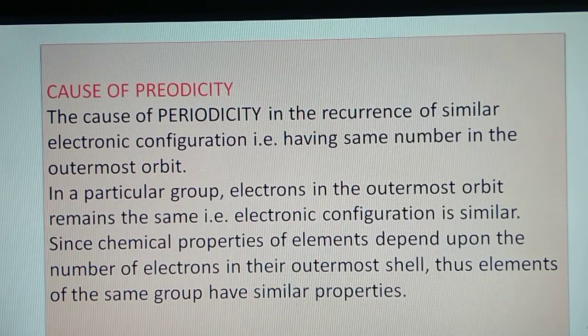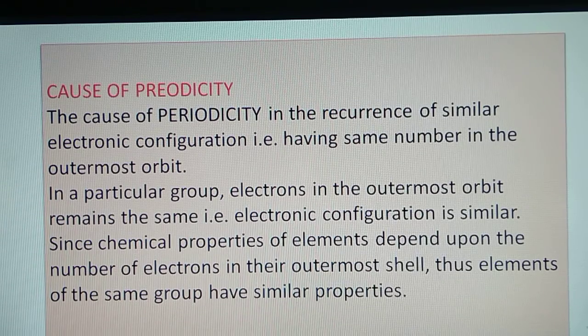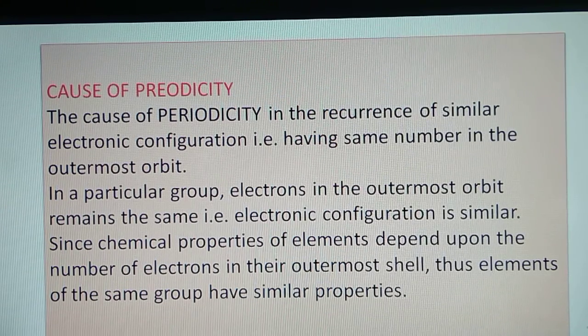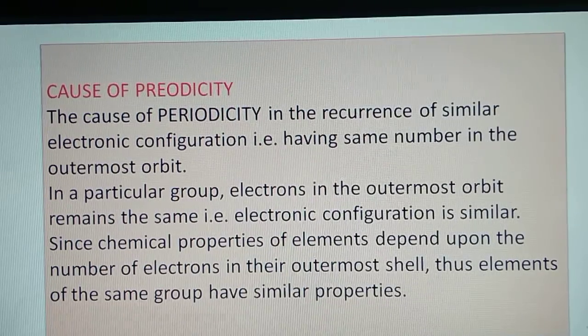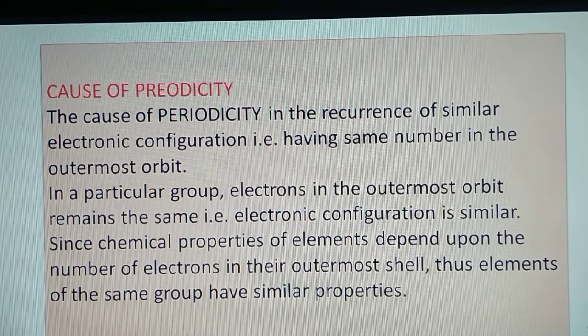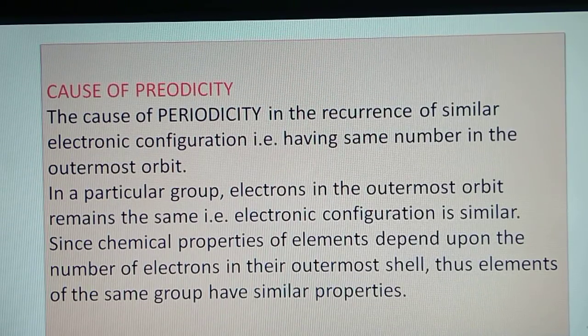Then fifth, their melting and boiling points increase regularly moving down the group. Then sixth, they are good oxidizing agents. So these are the properties of group 17, and this is an example of periodicity because it has the same number of electrons in the outermost orbit and similar electronic configuration.